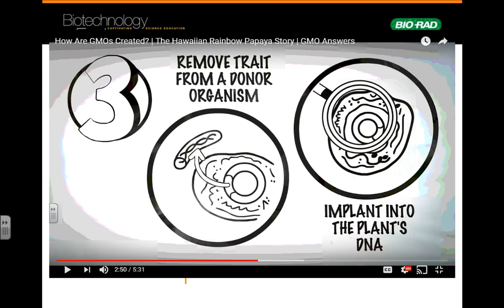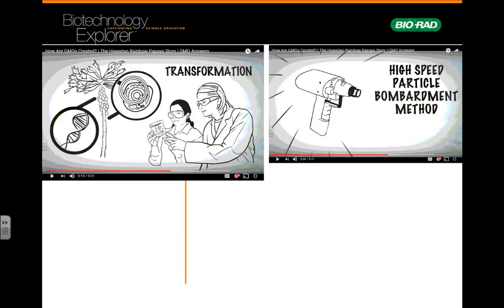Once they identify the gene, then they have to take that gene from the donor organism, in this case the virus, and transplant that gene into the plant's DNA, cutting and pasting the two together, a process that we're going to be doing later this semester. We also know that we have to move that gene into the plants, and you know how to do that with heat shock transformation, or as the video described, using gene guns, a high-speed particle bombardment method, being able to move the DNA into the plants.